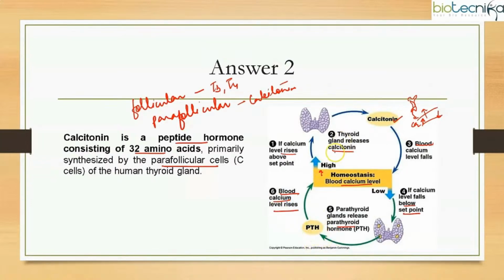So calcitonin and parathyroid hormone work opposite to each other, and in this way they regulate the blood calcium levels. According to this question, calcitonin has 32 amino acids.